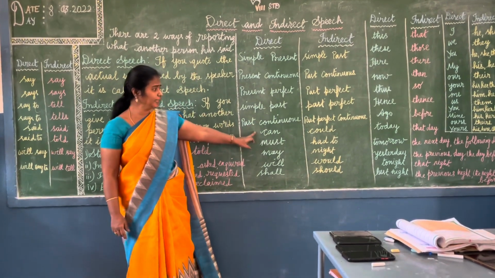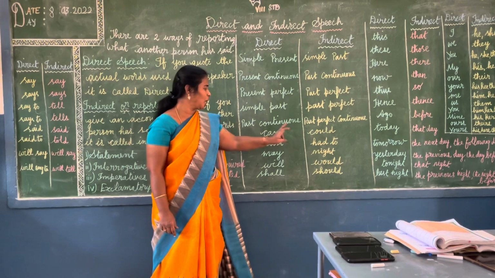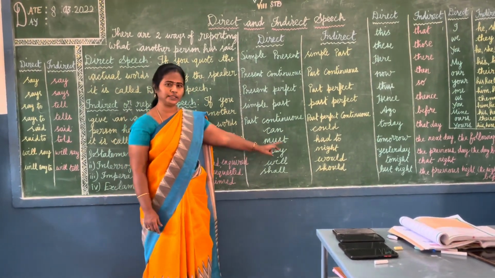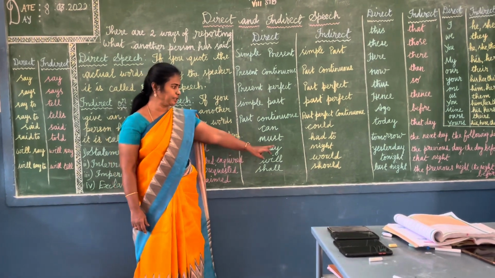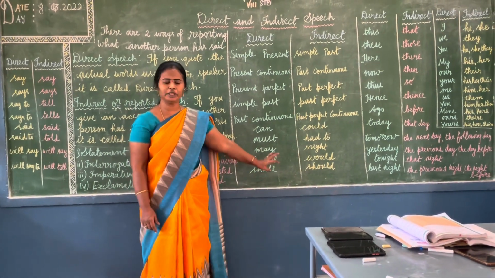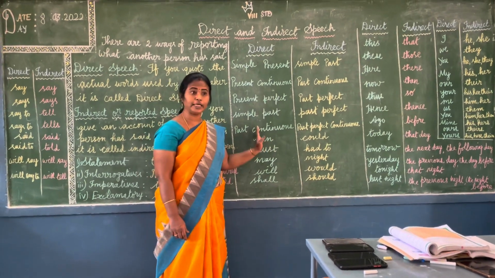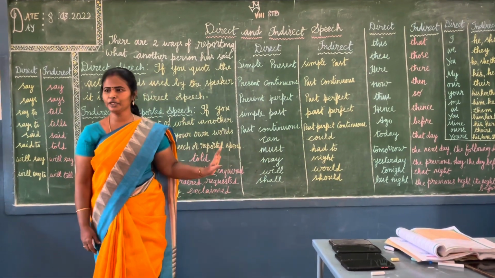Can should be changed to could. Must should be changed into had to. May should be changed into might, will into would, and shall into should. These are all the past forms for these present verbs. Have you all understood?